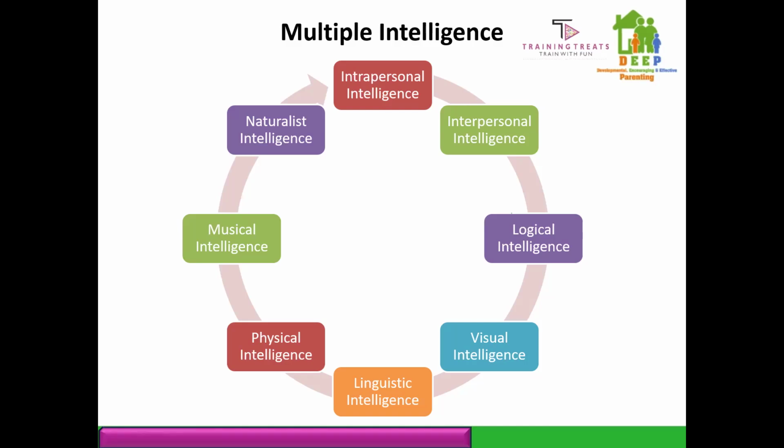We have our well-known, which we have been speaking about for a long time: linguistic intelligence, visual intelligence, logical, interpersonal, intrapersonal, naturalist, musical, and physical intelligence. So these are the 8 intelligences that we are going to discuss going forward from here.